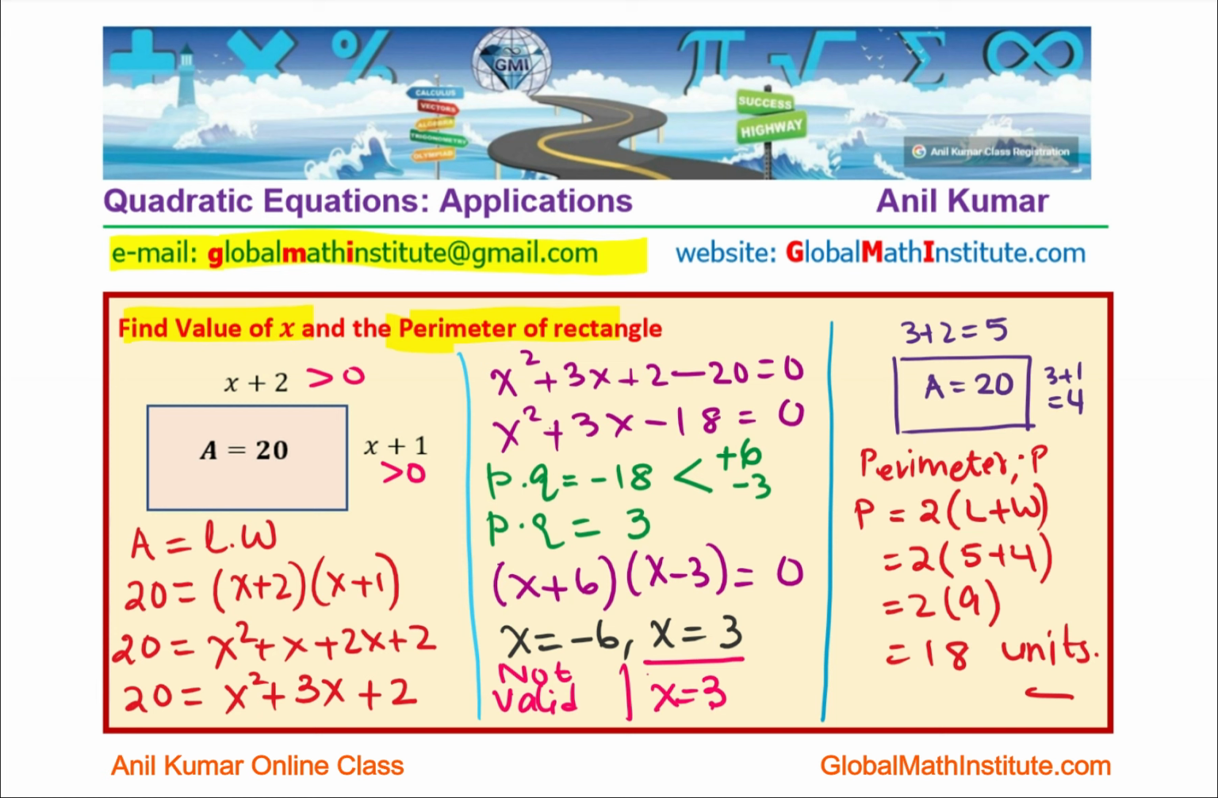So in the very first question, we had the rectangle. We could find the sides using the relation length times width equals area. Solving for x, we got a possible value x equals 3. So that gave us the sides as 5 and 4. Multiplying, we get the area, but adding them twice gives us the perimeter, which is 9 times 2, 18. Is this absolutely clear? Perfect.